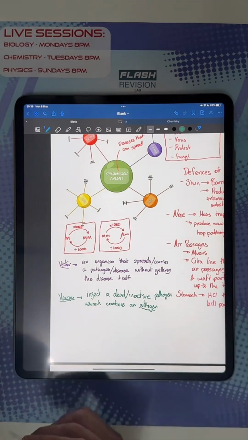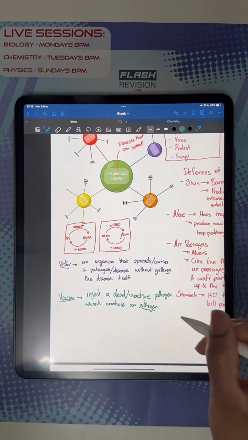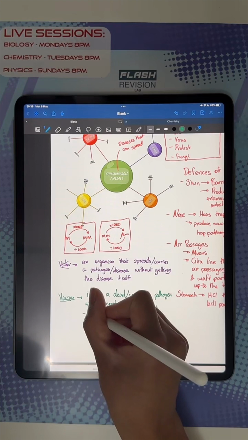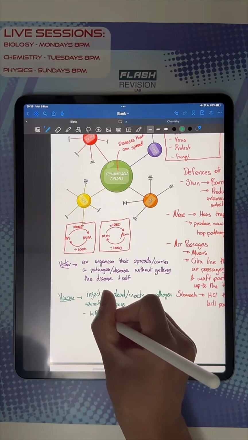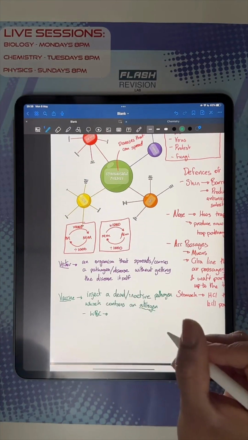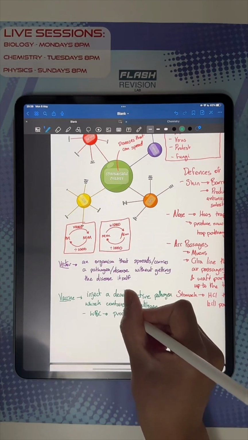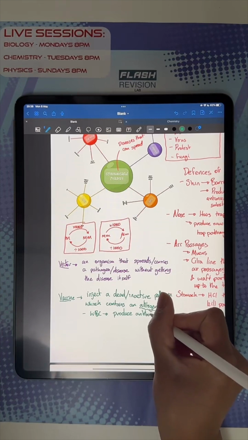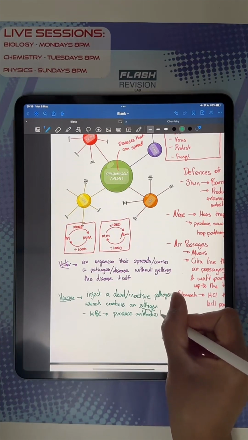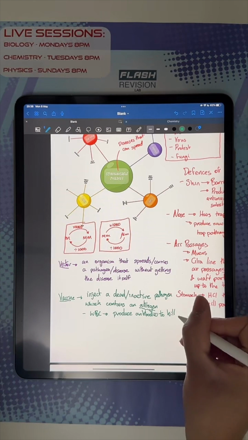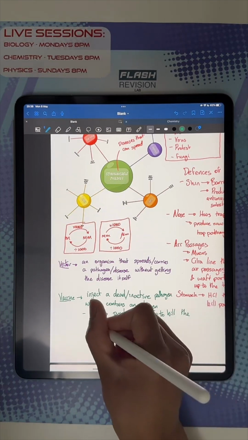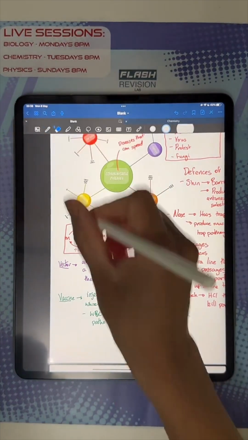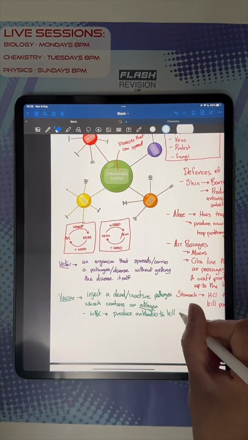Right? So some points we could say: you inject an inactive pathogen, which contains an antigen. The white blood cells or lymphocytes produce antibodies to kill the pathogen. Well, it's already dead, isn't it? So you're not killing it, it's just producing antibodies.